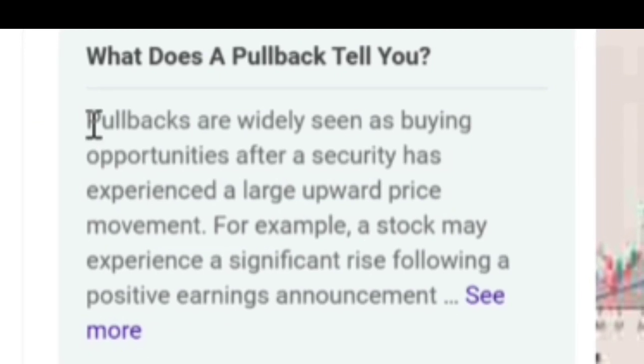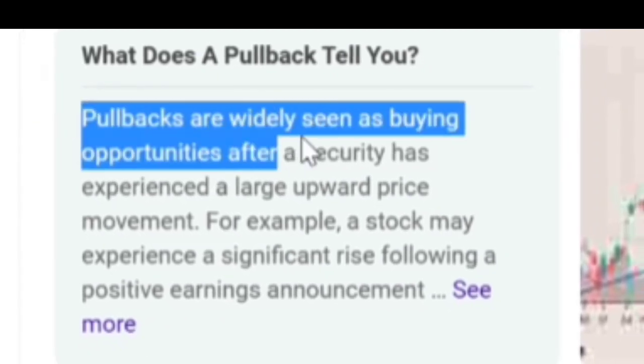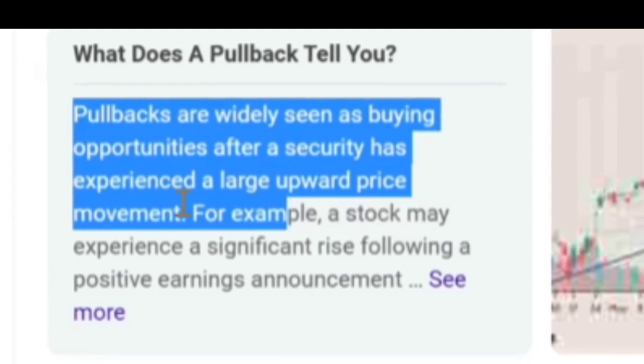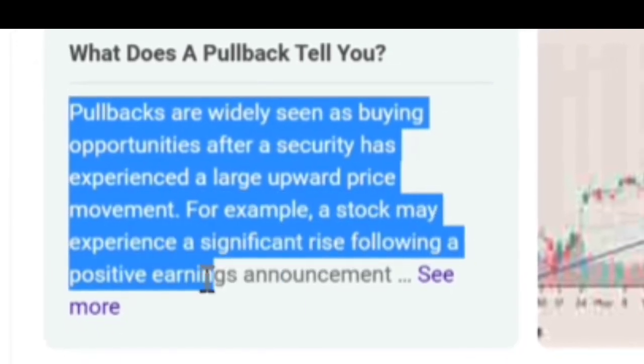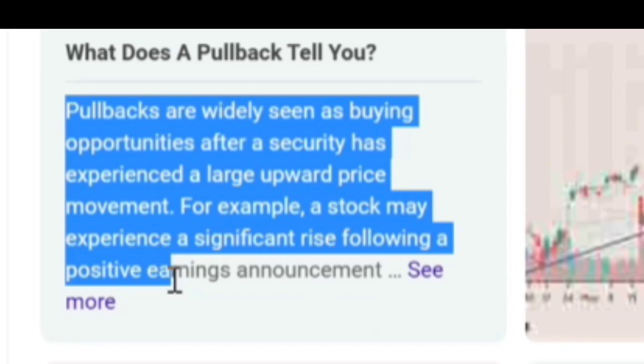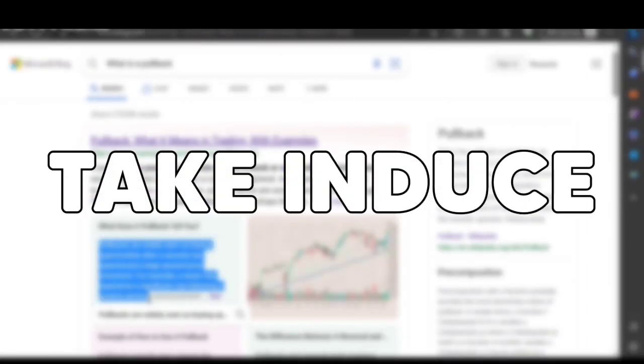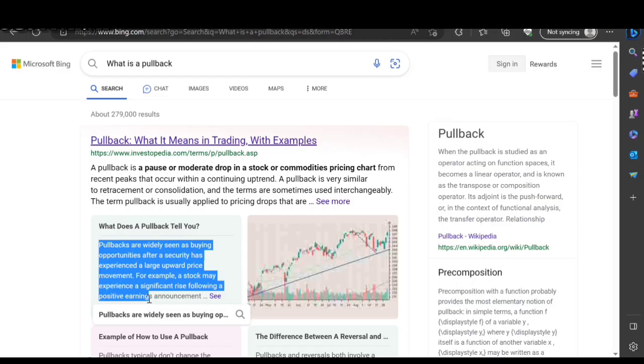This one here is also important. Pullbacks are widely seen as buying opportunities after a security has experienced a large upward movement. For example, a stock may experience a significant rise following a positive earnings announcement. So as per this statement, a pullback is used by the market makers to take profit and to induce. Right now, let me move to a visual chart before I shift to a real chart and show you what this all means.